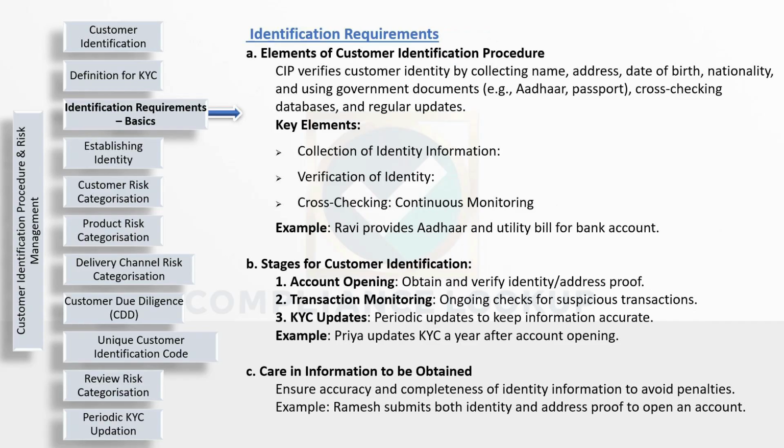B. Stages for customer identification. 1. Account opening. The first stage where customer details like identity and address proof are obtained and verified before providing services. 2. Transaction monitoring. Ongoing due diligence is done on transactions, especially if they appear suspicious and high risk. 3. KYC updates. For existing customers, banks periodically update KYC information to ensure it remains accurate.